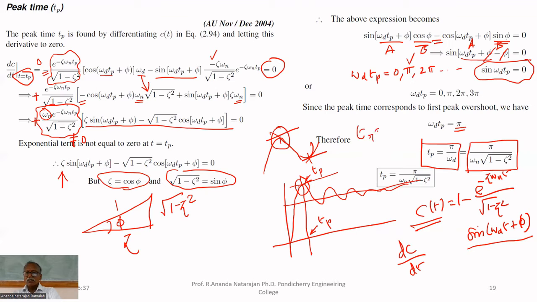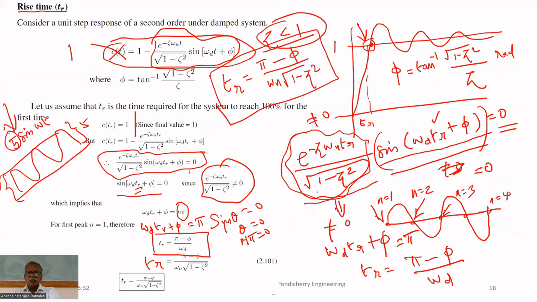TR equal to what? Pi minus pi upon omega d. Here, TP equal to what? Pi by omega d. So you can easily remember. TR equal to what? Pi minus pi upon omega d.